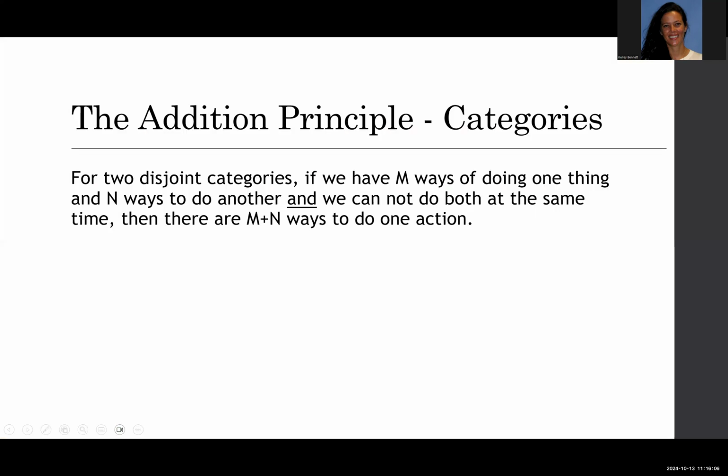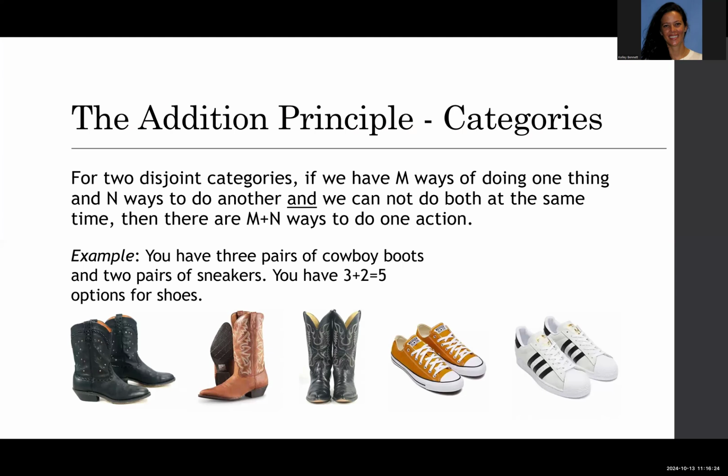The addition principle for categories. For two disjoint categories, if we have M ways of doing one thing and N ways of doing another, and we can't do both at the same time, then there are M plus N ways to do one action.